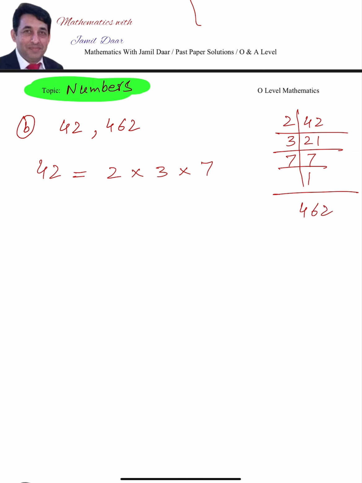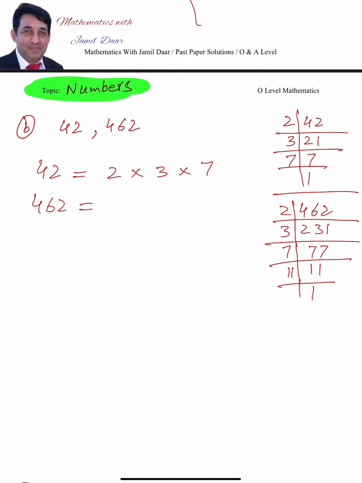462: divisible by 2, 2 twos are 4, 2 threes are 6, 2 ones are 2. Not divisible by 2 anymore, so we'll check by 3. So add the digits: 6, okay, divisible by 3. So 3 sevens are 21, 2 is left, and 21, 3 sevens are 21. Then it is not divisible by 3 because 7 plus 7 is 14. So divisible by 7, 7 elevens are 77, 11 ones are 11. Okay, now 462 is equal to 2 times 3 times 7 times 11.